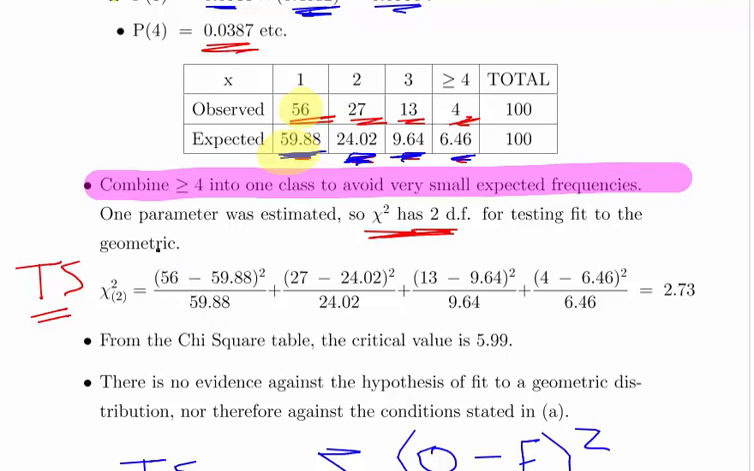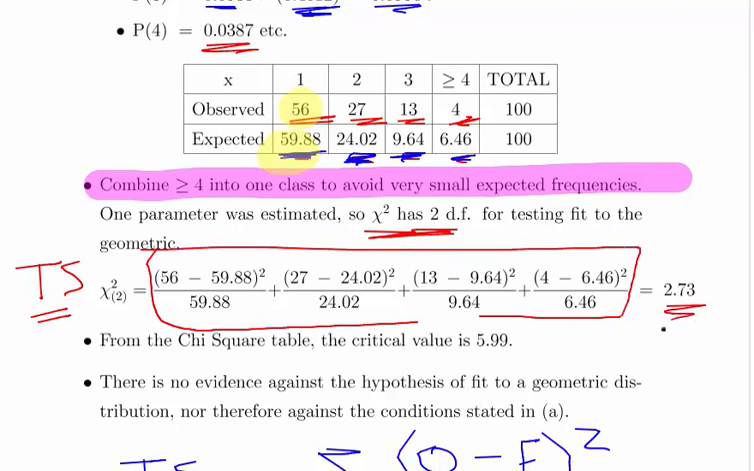So essentially what we have here is a bit of number crunching. Okay, and what we end up with is a test statistic of 2.73. Okay, so hopefully you've done the chi-square test before, so this is not new to you. Now from the tables, the chi-squared critical value is 5.99, or sometimes 5.991 if you want. And remember, that is degrees of freedom equal to 2.